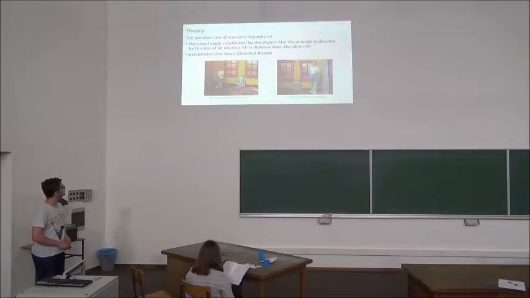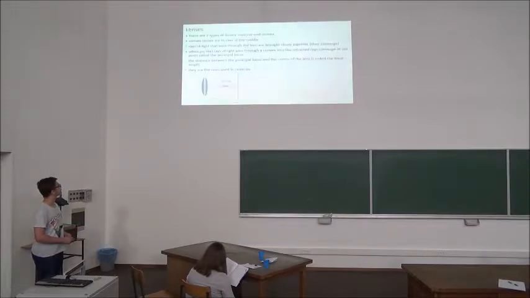As we see in this picture, the Ames distorted room. On the picture on the left, the person seems smaller, and on the right, the person seems bigger, because the angle of the room was crooked, and we could see that it made a difference on the size of the person. So a little bit about lenses.